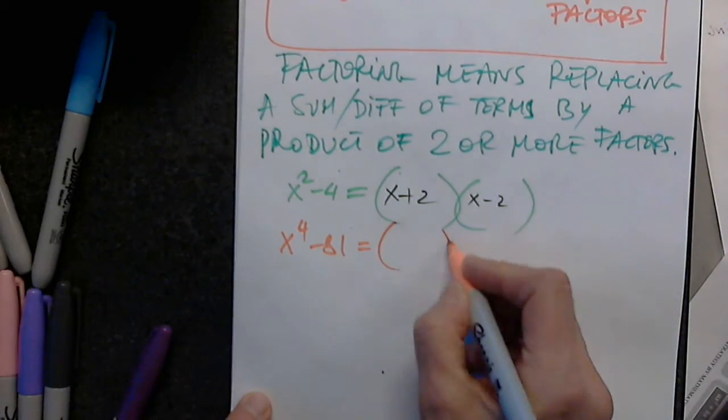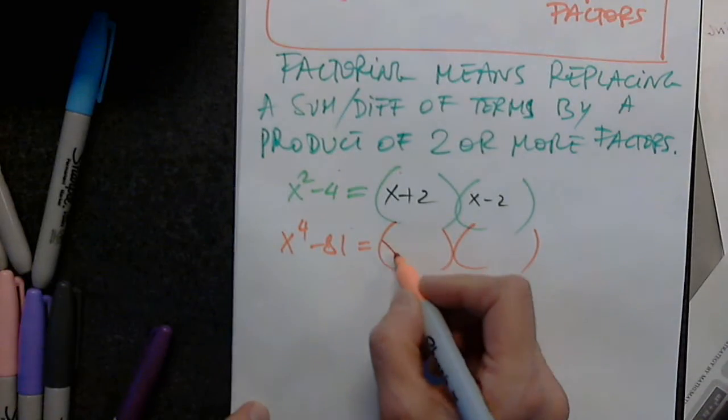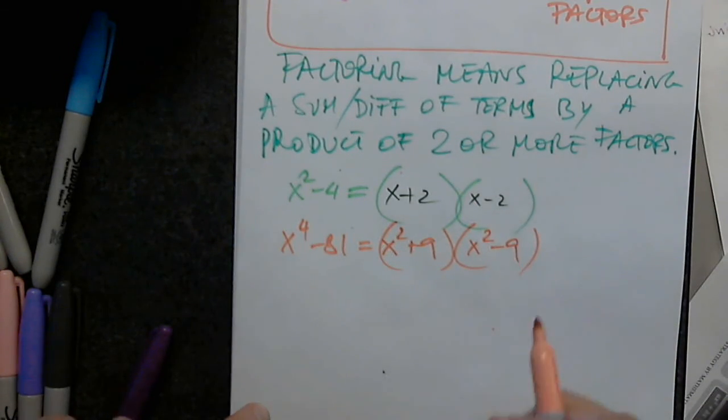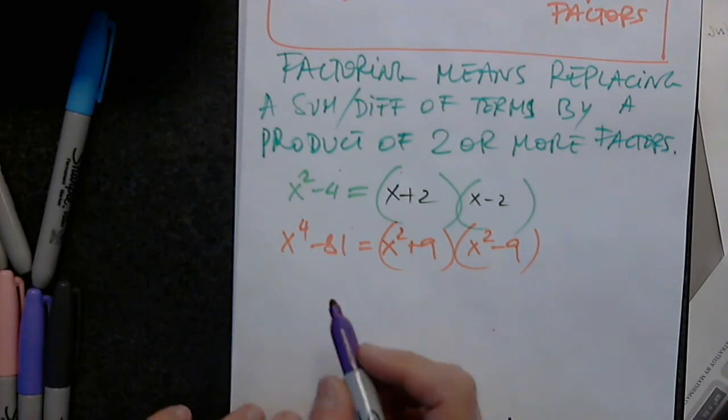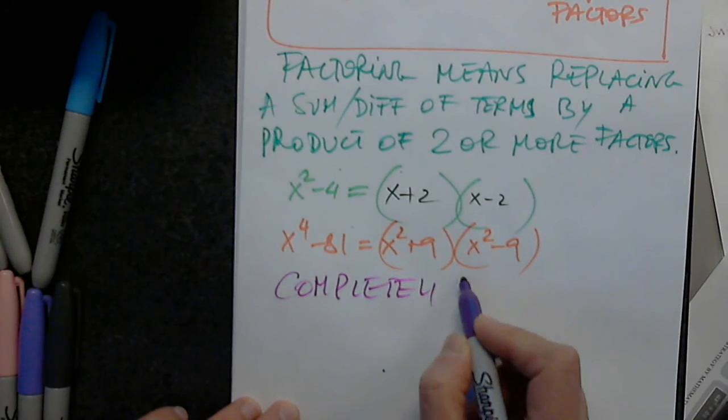Yes. Once you say that, then you will come up with 2 binomials. It is the difference of squares. x squared plus 9. Very good. x squared minus 9. Very good. Every time we are asked to factor, by the way, we are asked to completely factor.